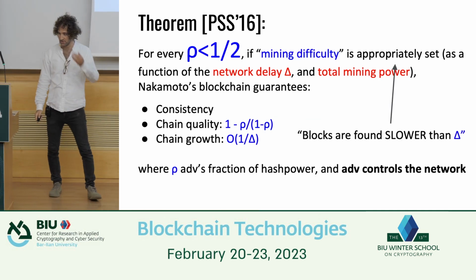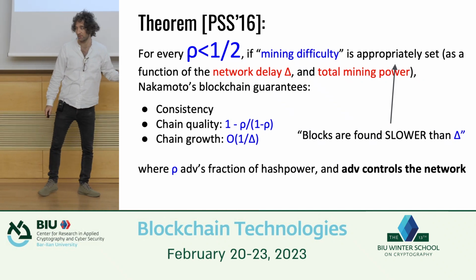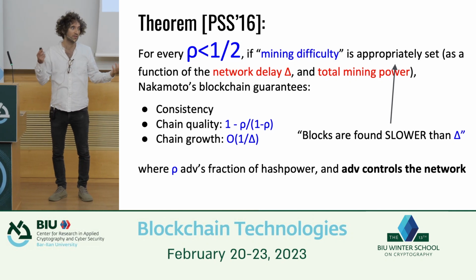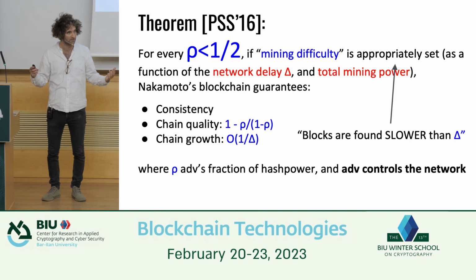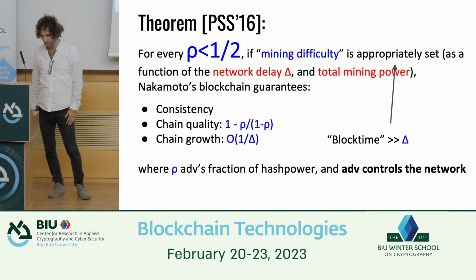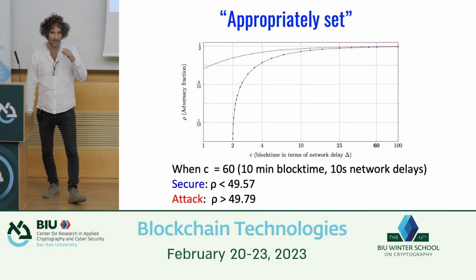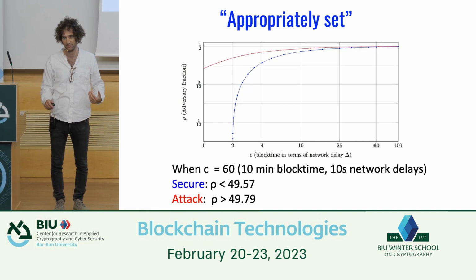All right, so now I'm going to spend some more time discussing what it means that blocks are found slower than delta for the security. And I'll then try to give a high-level overview of this proof. I won't go into the detail. The proof is actually quite complicated, but I'll at least convey the intuition for why this works. So we want the block time to be more than delta. Okay, so here's a graph that tells you how to set the block time as a function of delta.